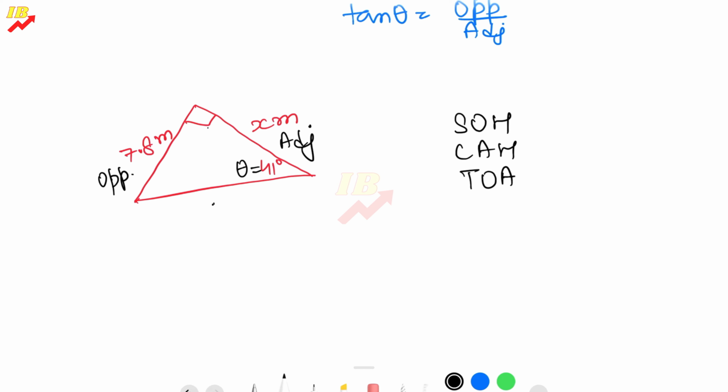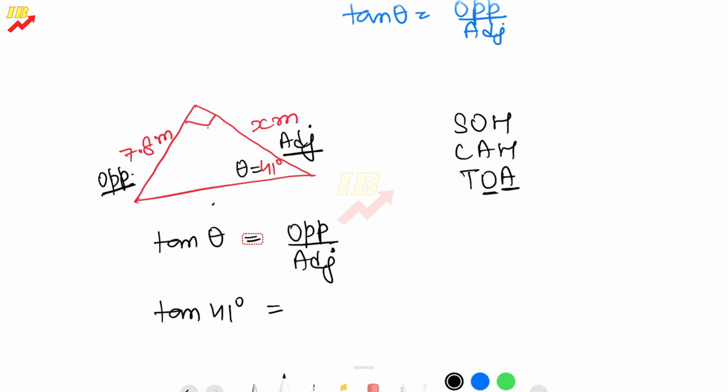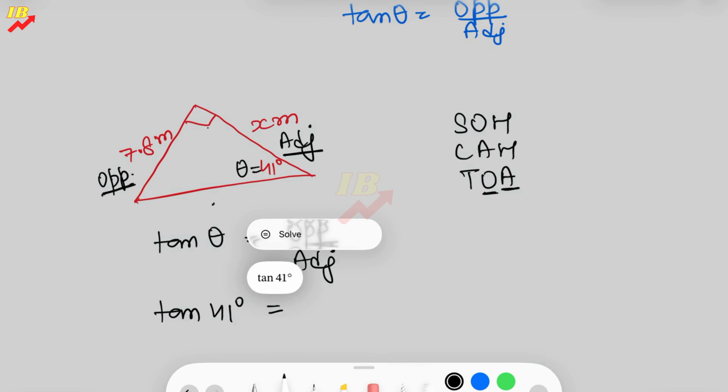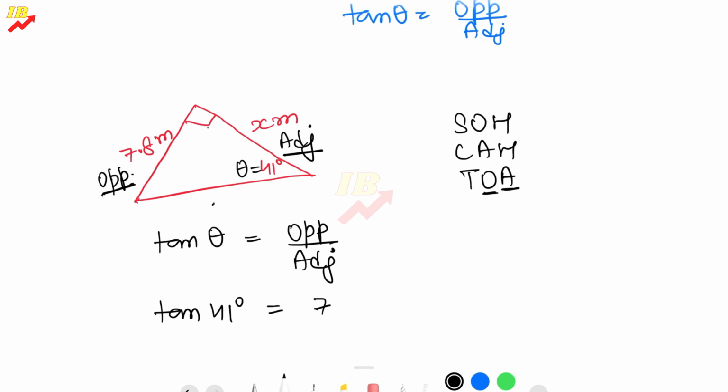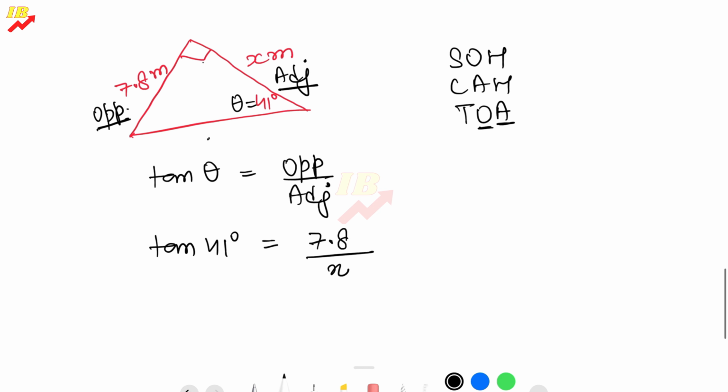And now you can check where you are seeing this opposite and adjacent thing. Opposite and adjacent are lying in tan. So I am using tan theta equals opposite over adjacent. And now theta's value is 41 degrees. Opposite is 7.8 and adjacent is x, right?